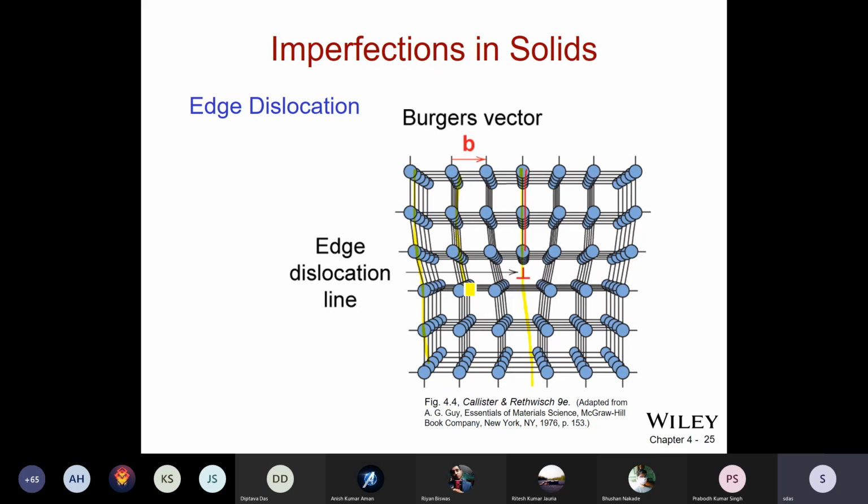The amount of distortion is more if the plane is nearer to this extra half plane. Further away you get from this extra half plane, the amount of distortion, meaning how much it got bent, will be less. So beyond a certain distance, the planes will not be bent anymore. So that line AD, the dislocation line, has a finite width. And in that line, the atoms lying there have the same crystal structure, but the lattice is distorted.